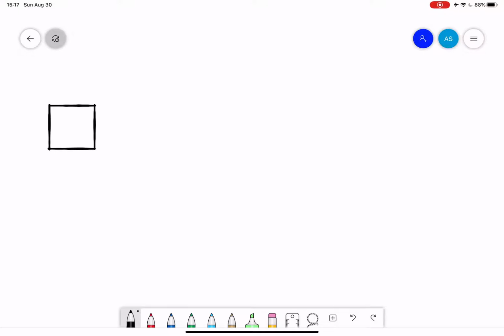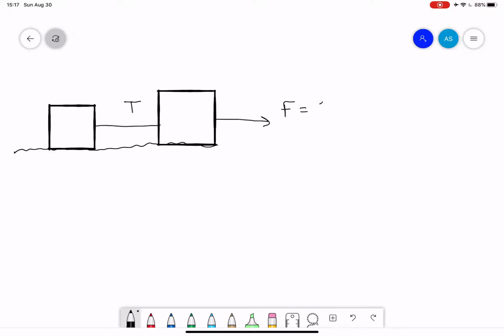Here we have the first box, on a rough surface. Here we have another box. They're connected by a rope, which has tension. Then there is applied force, F, which is equal to 68 newtons. Here we have M1 and M2. M1 is equal to 12 kilograms. Then M2 is equal to 18 kilograms. Now, the coefficient of kinetic friction, mu k, is equal to 0.1.